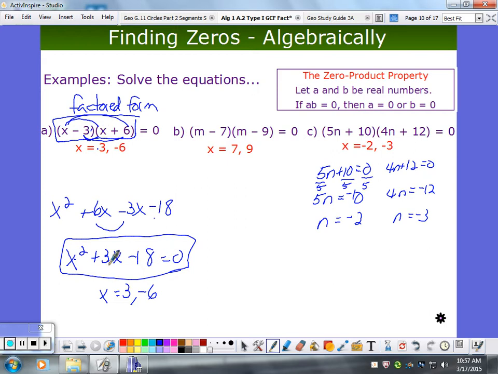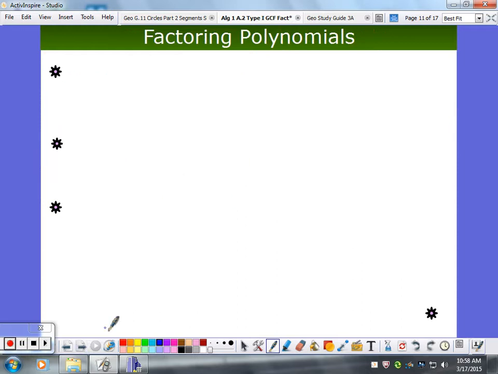Our goal here is how do you reverse FOIL? How do you reverse factors? These are what we call prime factors because I can't factor them any more than they already are. And so we're learning how to get into this form because then we can solve equations. That's why we're here. We're going backwards. There are lots and lots of different ways to go backwards. So that's what we're learning how to do.